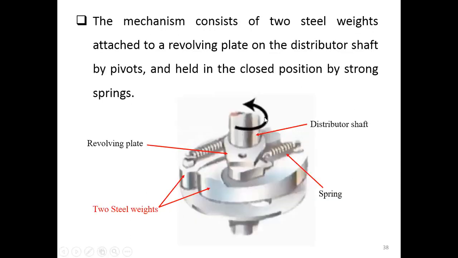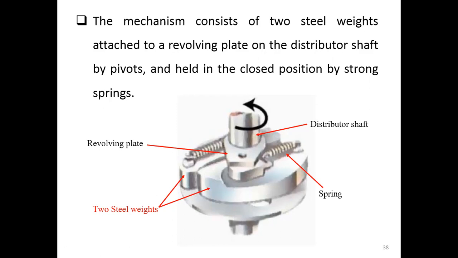Here, I'll show you. This is the mechanical advance mechanism. It consists of two steel weights that connect to the plate here. We have the spring here. This spring will fight against the force that comes from the distributor shaft, because the distributor shaft receives force according to the engine speed.